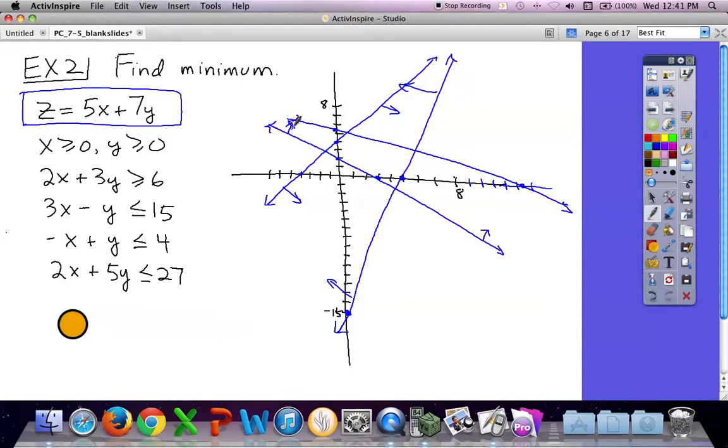Okay, and do I want to shade on the origin side of that or not the origin side? 0 plus 0 less than or equal to 27? Yeah, so that's true. So the origin would be in the solution. We would definitely want to shade on this side of it. All right, so now, I think I can do this, watch. Here's our feasible region.